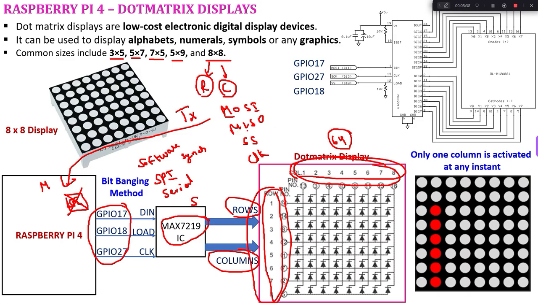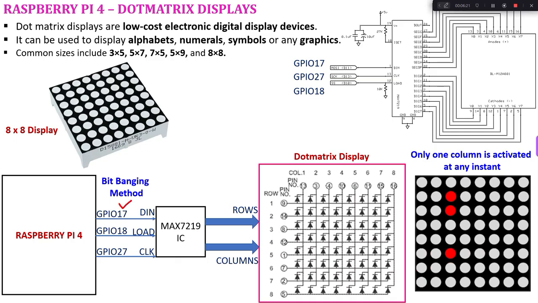MISO is master input, slave output, which means now the MAX 7219 is going to transmit the data. But for our dot matrix display, we need only the data coming into the MAX 7219 IC. We need not send the data back to the Raspberry Pi, so we are not going to use this MISO line. So we are going to use only this MOSI line. And the slave select, or we can call it a chip select. So we can use this line for selecting this IC. Then data transfer can happen. Then at what rate the data will be transmitted depends upon this clock signal. So we are going to make use of these 3 lines.